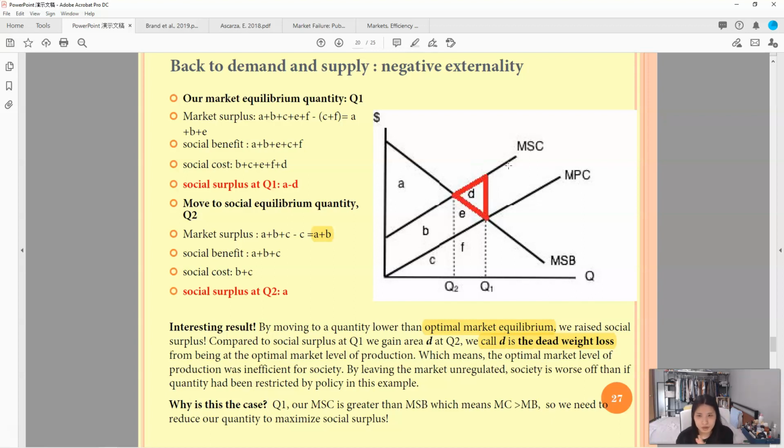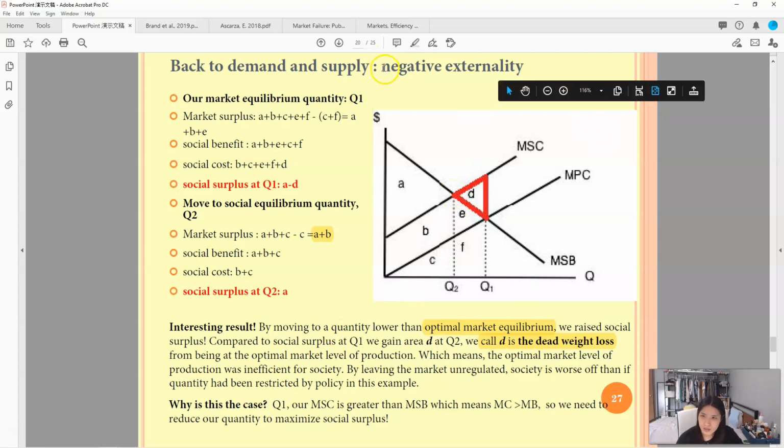So we need to decrease the quantity produced and also increase the price. And also decrease the price. Yes, that. No, sorry. We need to increase the price and decrease the quantity produced, moving from the market equilibrium to the social equilibrium.